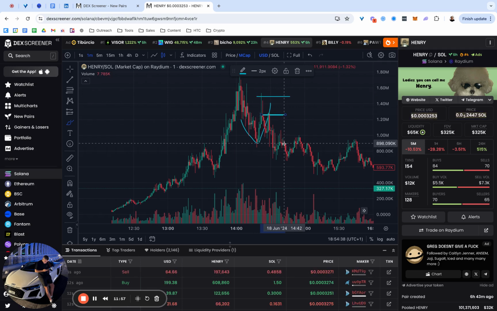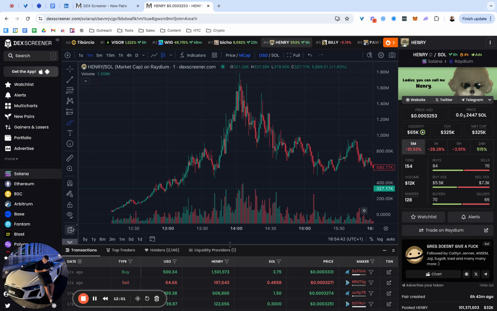Fair enough. Which then leads me on to the next point of cutting losses, right? How do you know when to cut losses? Number one, spot the pattern. Is the coin in an uptrend or is it in a downtrend, right?